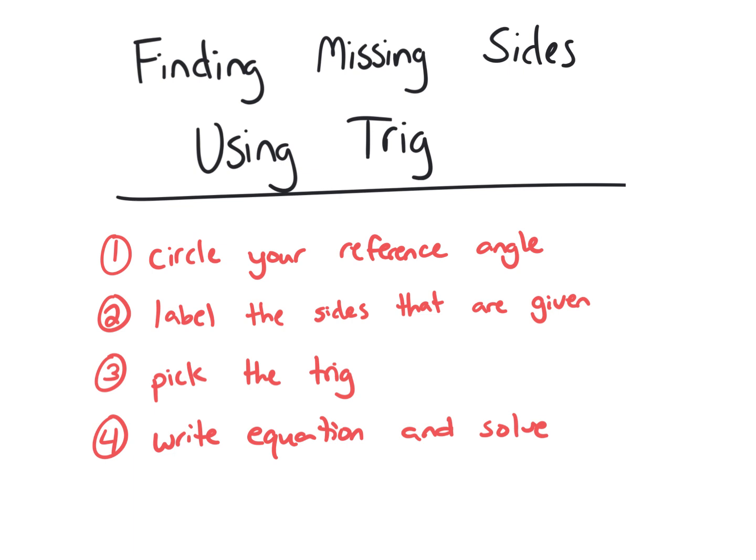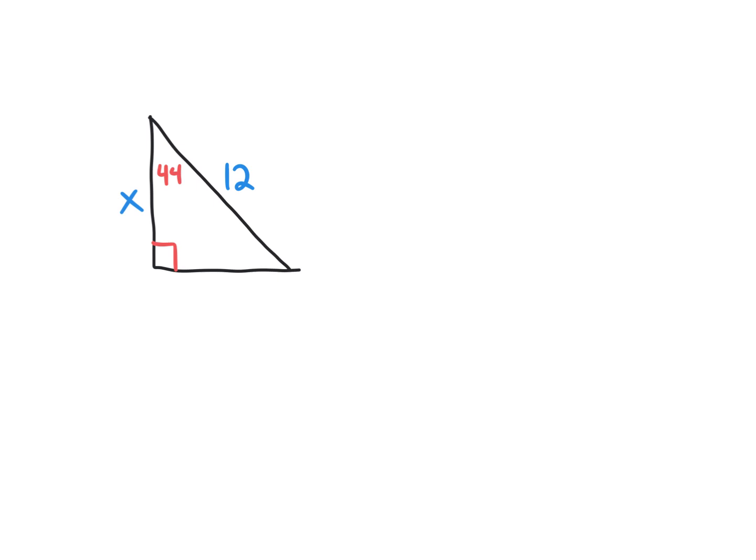So, circle your reference angle, label the sides based off of the reference angle that's given to you. Number 3, pick the trig that satisfies the sides given. And then 4, you're going to write your equation. Okay. So, let's start with this one. Okay, so what was our step 1?